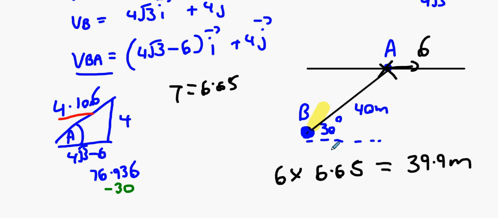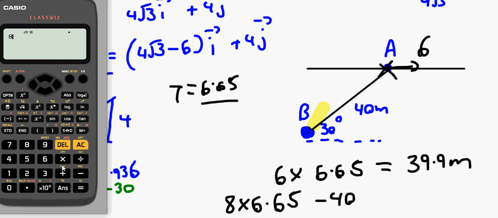Right? My answer for B is it's going to travel to the junction and out the other side, isn't it? So it's going to be 6.65 times 8. But then we have to take away 40 meters, because it travels 40 meters to get to the junction. So it's 8 times 6.65, take away your 40.